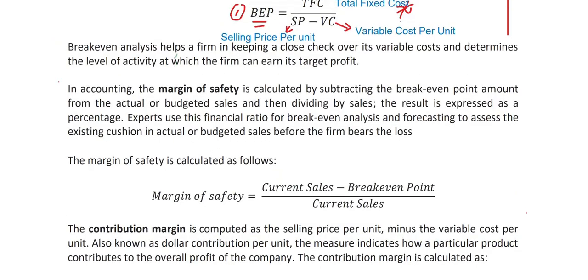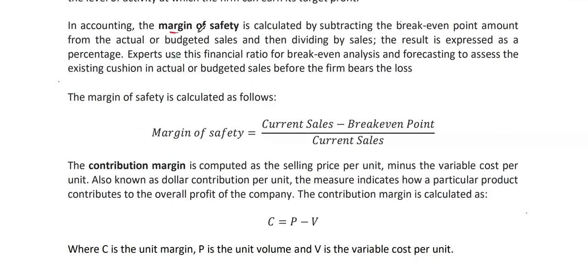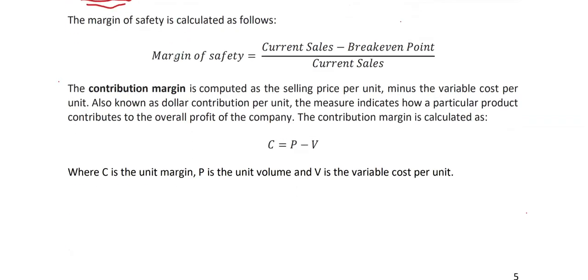So here's another important concept, margin of safety. The margin of safety is calculated by subtracting the break-even quantity from the actual or budgeted sales and then dividing by the actual or budgeted sales. The result is usually expressed as a percentage. Experts use this financial ratio called the margin of safety for break-even analysis and forecasting to assess the existing cushion. You can look at the margin of safety as a cushion. The existing cushion in actual or budgeted sales before a firm bears a loss.